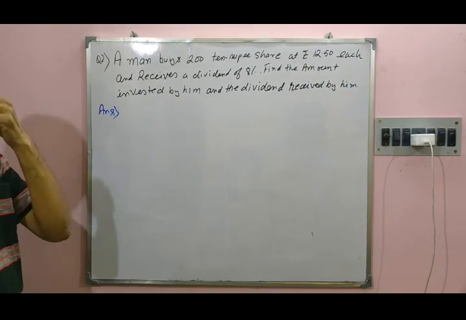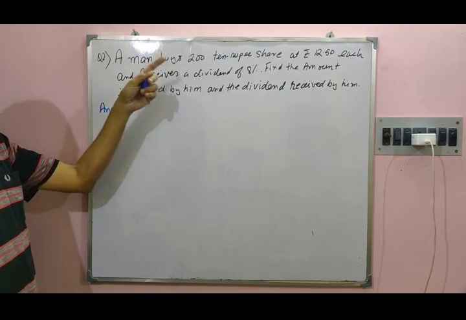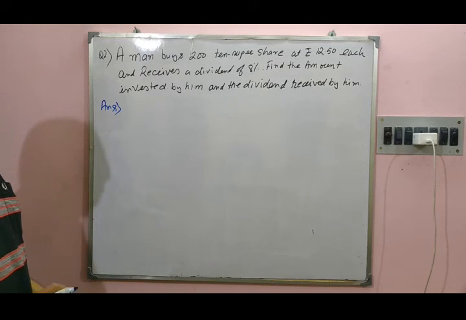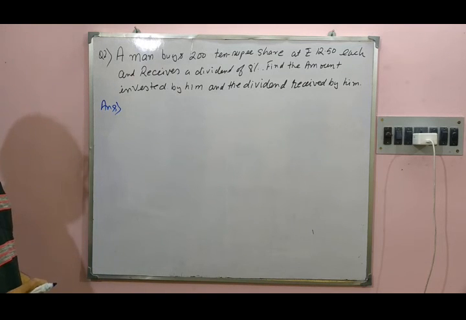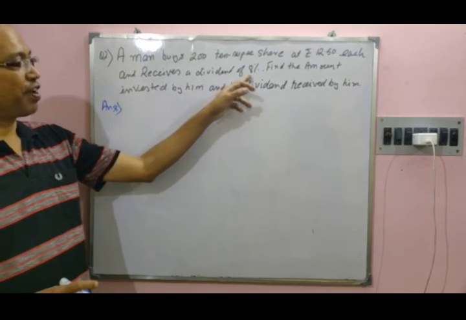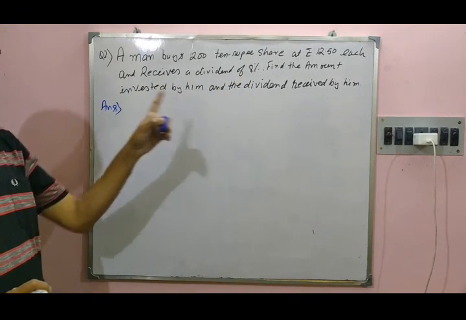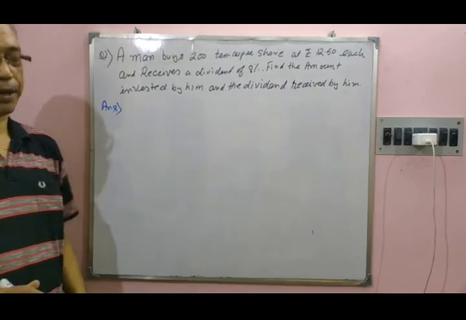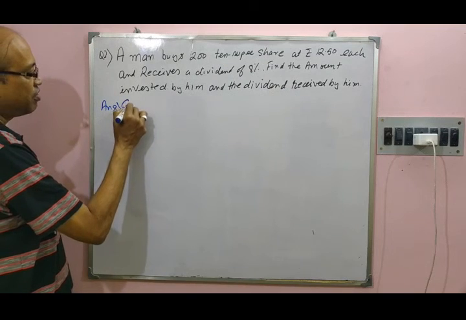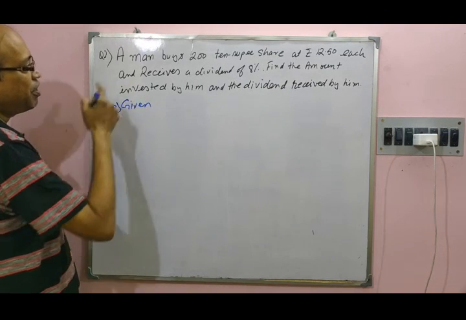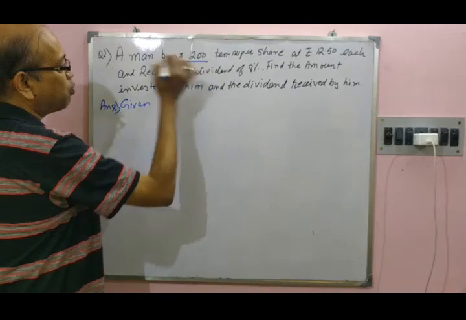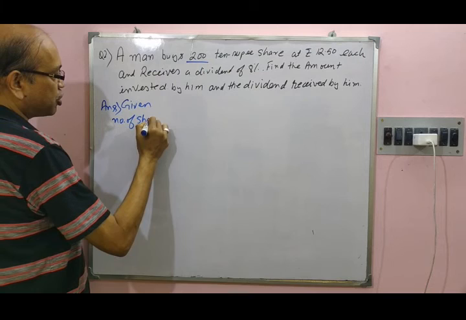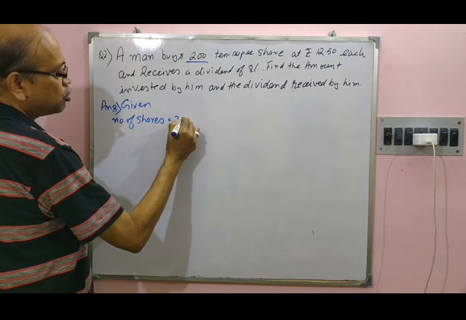Question number 2. A man buys 200 rupee 10 shares at rupees 12.50 each and receives a dividend of 8%. Find the amount invested and also the dividend received by him. Here again, what is given? Given, a man buys 200. What is this 200? Number of shares is 200.